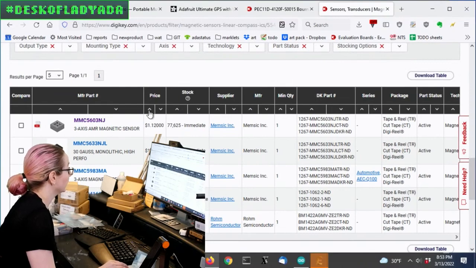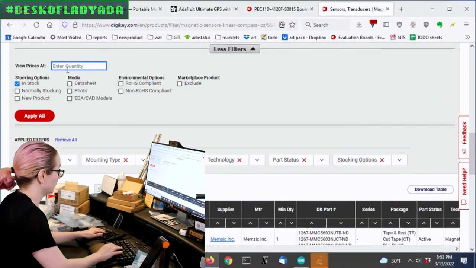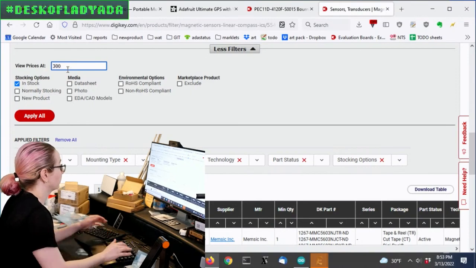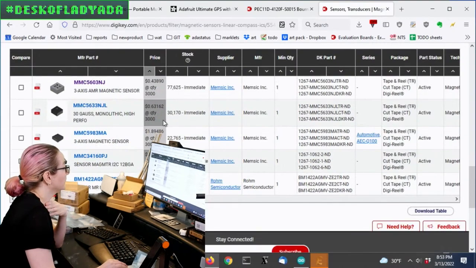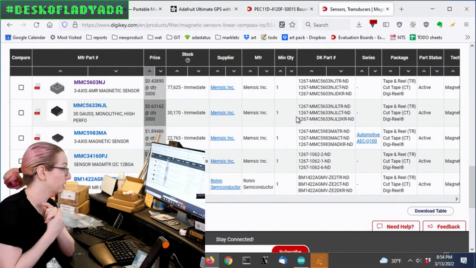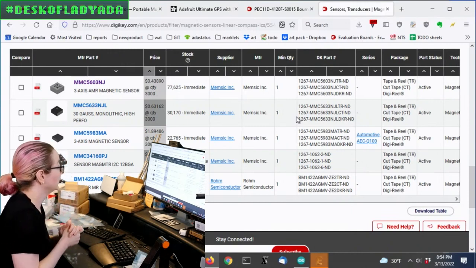But what I really liked is, when I was thinking, okay, I'm probably going to buy 3,000 of these because I'm going to use it in a lot of stuff, the price of these MEMSIC ones was very, very attractive. And I know MEMSIC makes good components too. So this could be a good alternative.